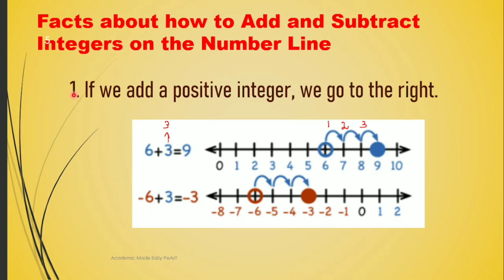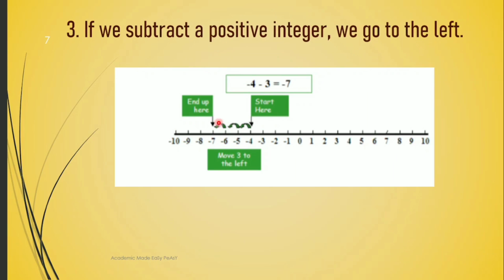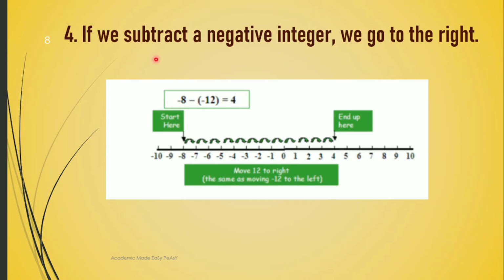If we look at these 4 points, if we add a positive integer, we will be moving towards our right hand side. The second one, if we add a negative number, we will move towards our left. Subtracting also, we will move towards our left, and subtracting a negative number means it will at last result in positive only, so therefore we move towards our right.